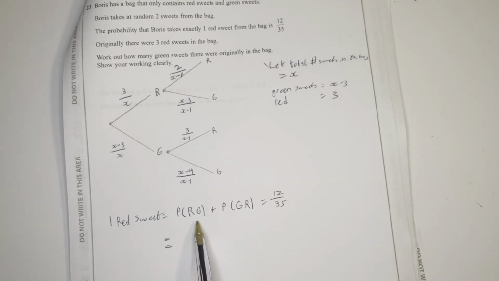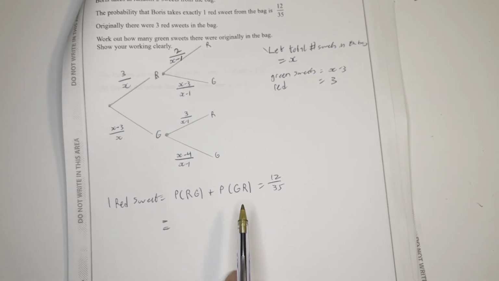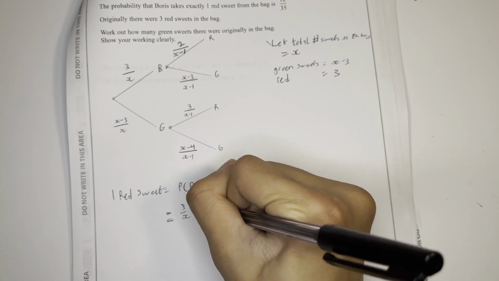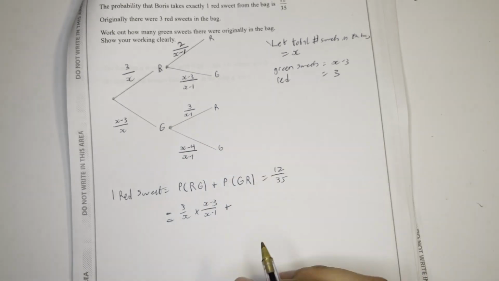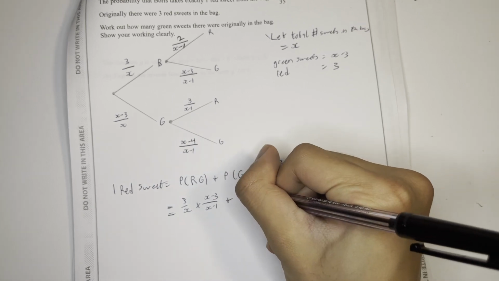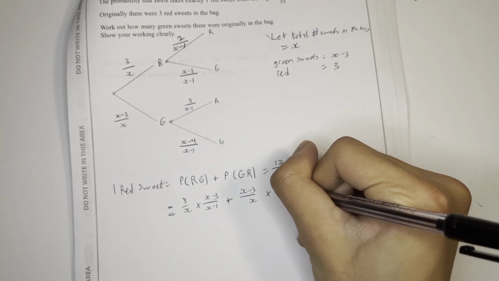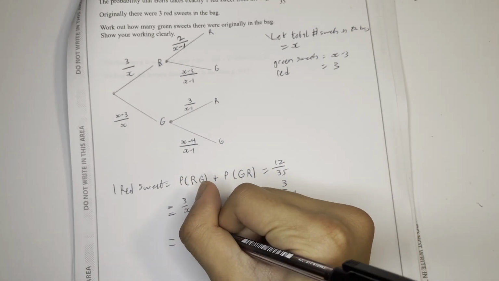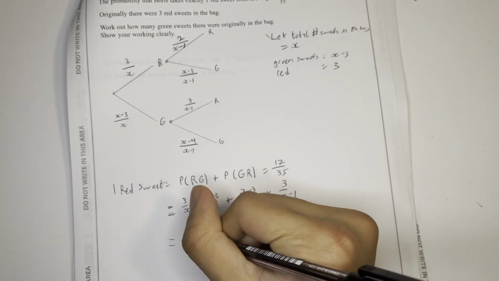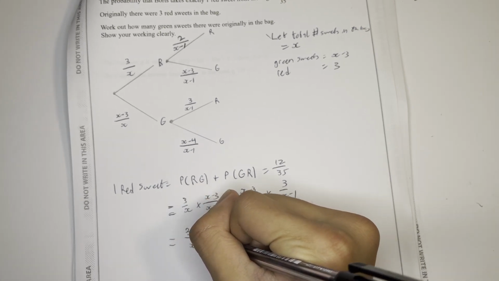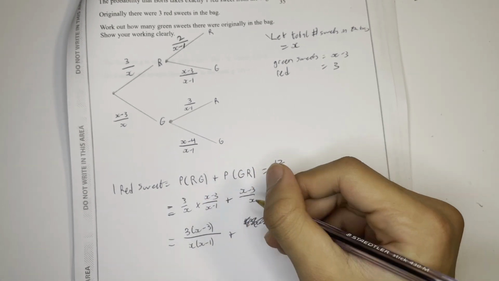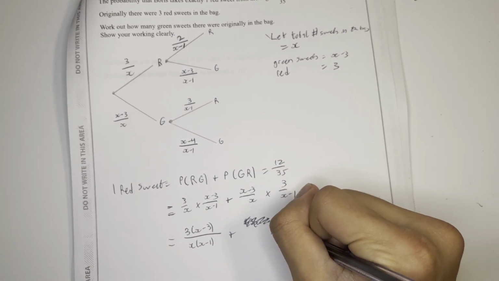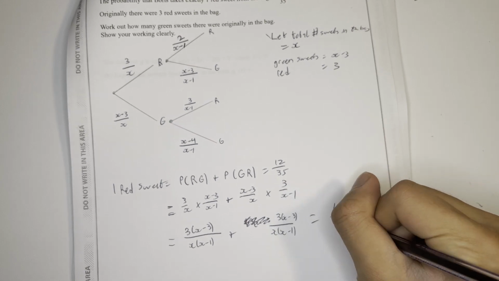So the probability of taking a red sweet and a green sweet can be given by multiplying 3 over x times x minus 3 over x minus 1, plus x minus 3 over x times 3 over x minus 1. And multiplying these together, we have 3 over x times x minus 3 over x minus 1 plus 3 times x minus 3 over x minus 1 equal to 12 over 35.